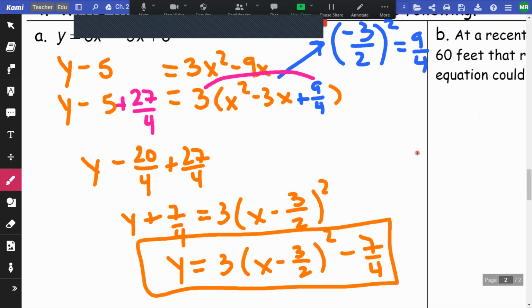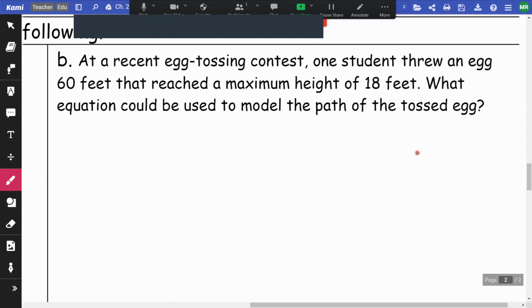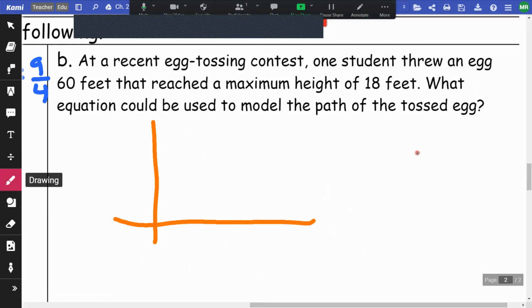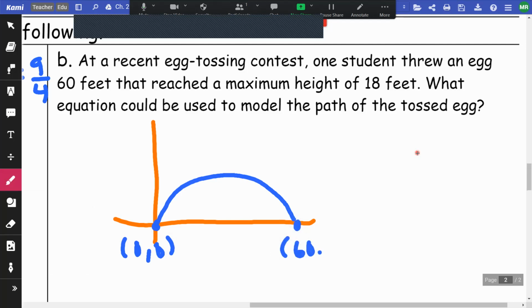On B, we were doing an egg tossing contest, and it was thrown 60 feet. So I'm going to start it at 0, 0, and then it's going to go 60 feet, so this is going to be 60, 0. And then the max height it reached was 18. So it's going to be 18 high, but half of that would be 30. So this is going to be 30, 18.